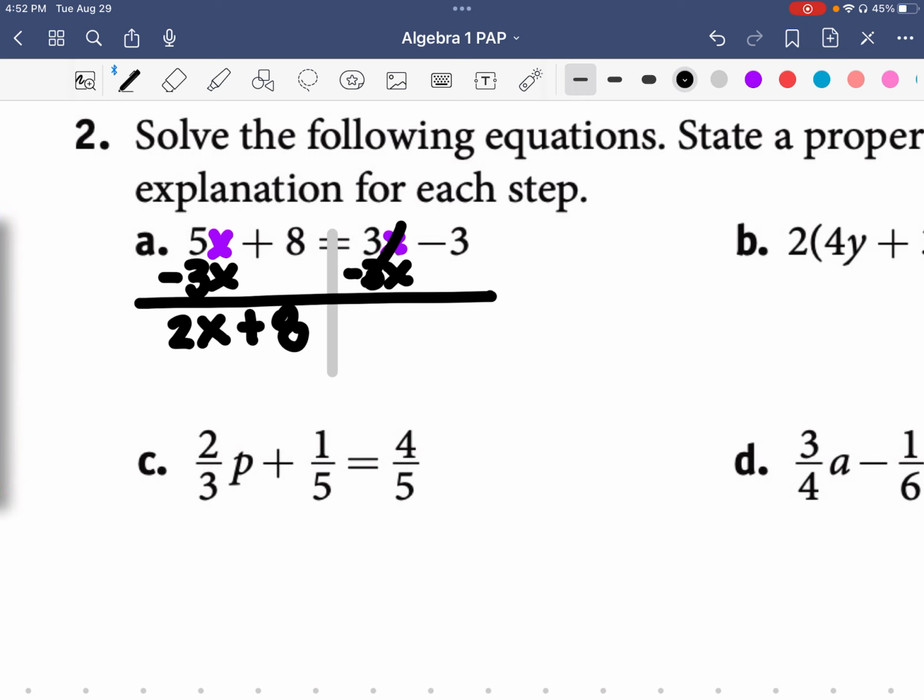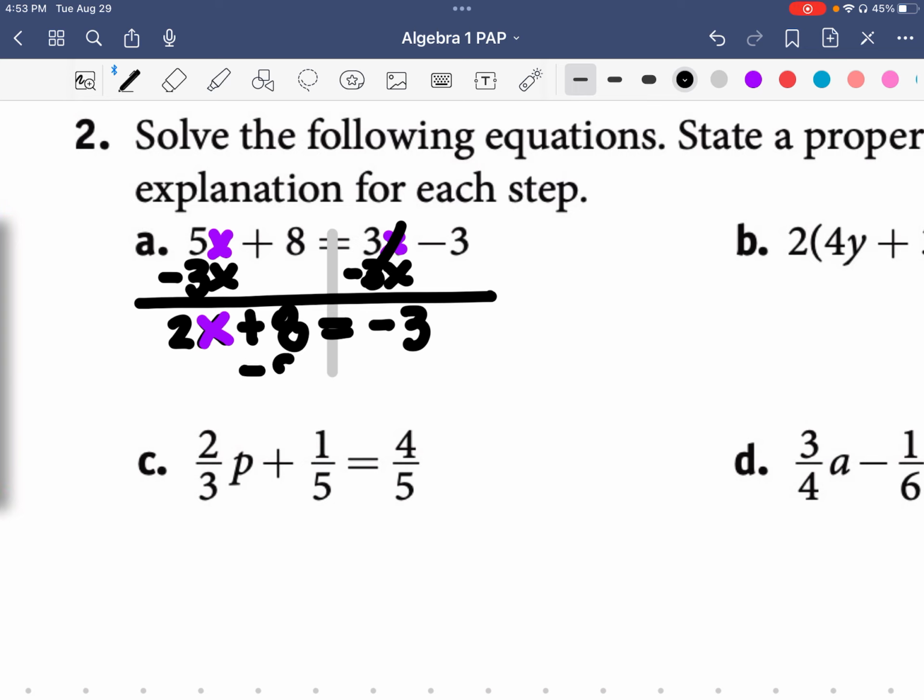Using the subtraction property of equality. Since I did not cancel out this subtraction, it has to now become a -3. This minus from that subtraction is now going to become a negative minus. Okay. I've gone ahead and simplified, and now I have my two-step equation.